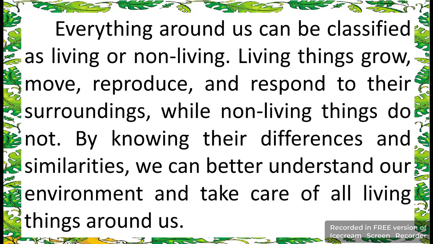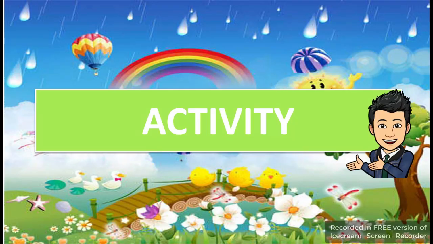Everything around us can be classified as living or non-living things. Living things grow, move, reproduce, and respond to their surroundings, while non-living things do not. By knowing their differences and similarities, we can better understand our environment and take care of all living things around us. Did you understand our topic? Let's proceed to your activity.